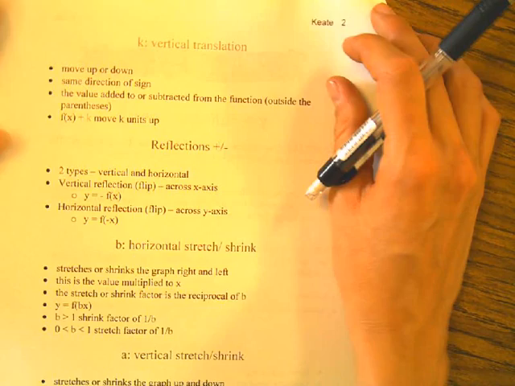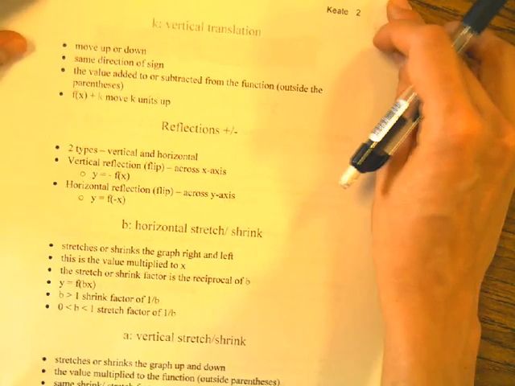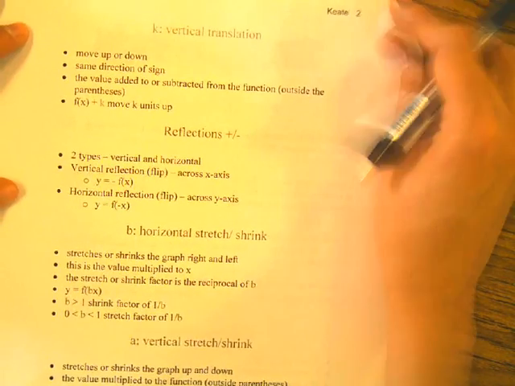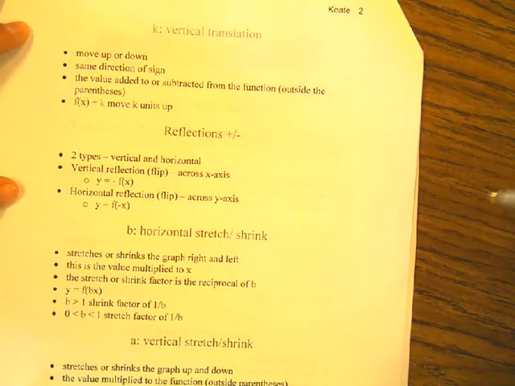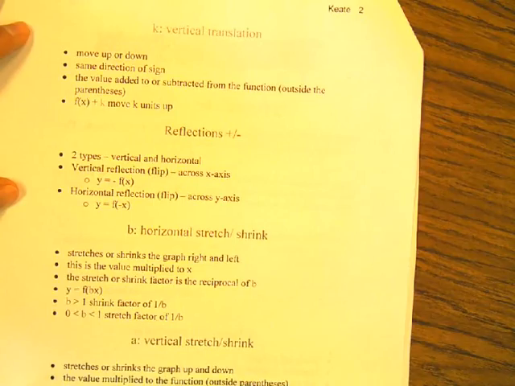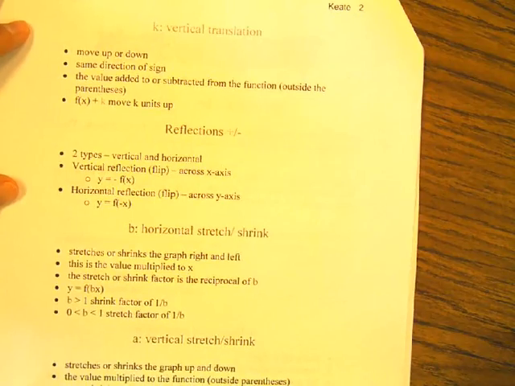K, which is the thing that's tacked onto the end, is vertical translation. It's probably the easiest thing to do. You move things up or down. It goes in the same direction as the sign, so if it's plus, you move it up. If it's minus, you move it down. And you just add or subtract it for the function.